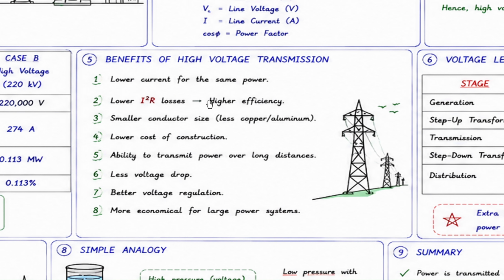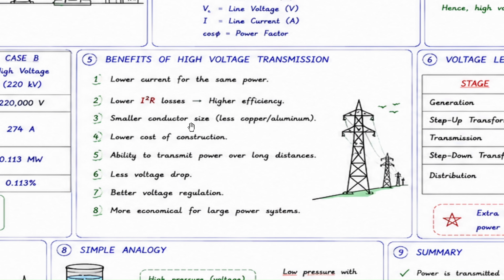Based on these numbers, we can see quite a few benefits of high voltage transmission. As we've seen when we compared both cases, a lower current for the same power will lead to lower losses, because current is related to the power losses. And that will lead to a higher efficiency, because with lower losses, your power grid will become more efficient.